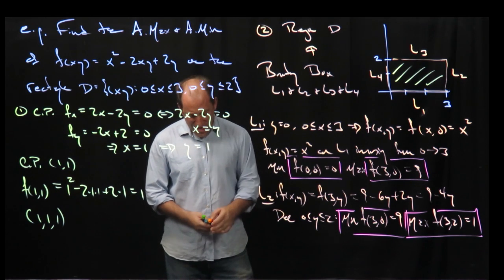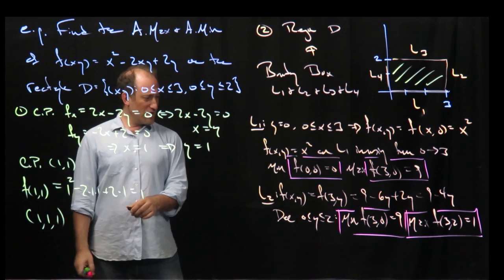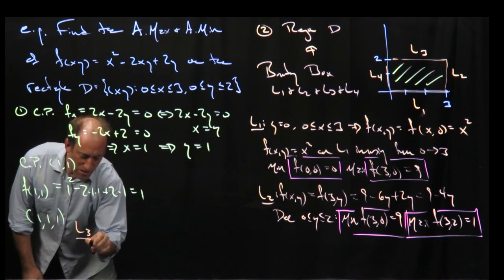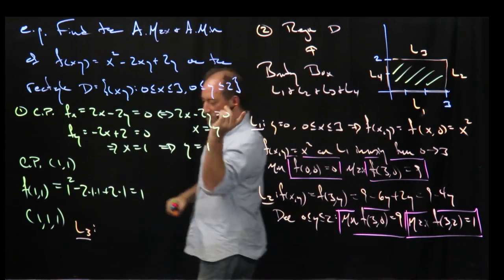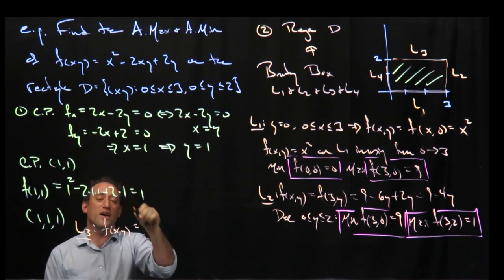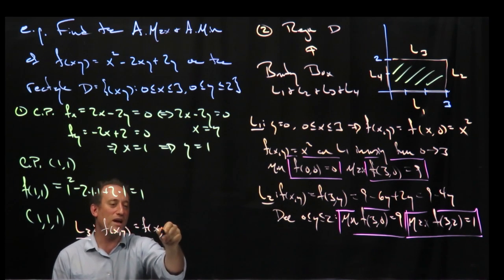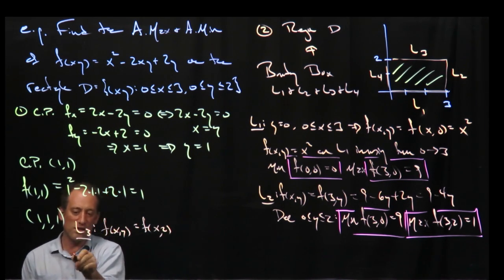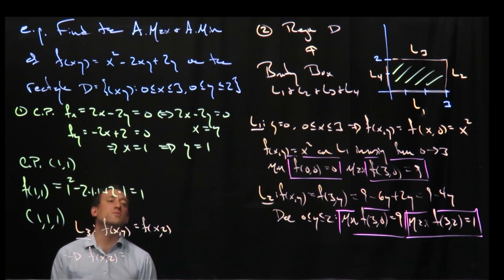Let me consider L3. L3 I'll put over here because it's a bit more interesting. For L3, it's true that I've got y fixed at 2, but x gets to vary. So for L3, x comma 2, this tells me I've got f of x, 2, which will be x squared minus 4x plus 4.